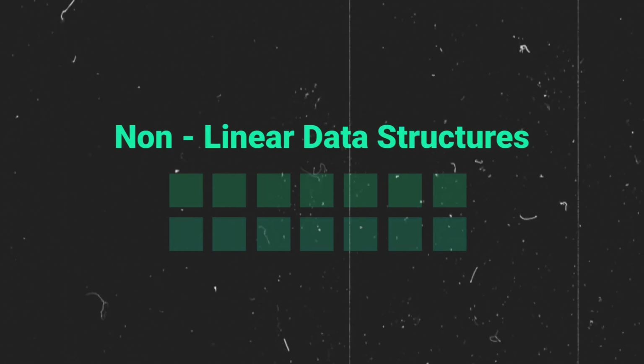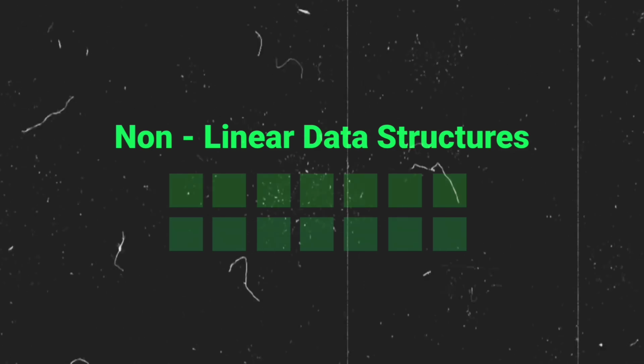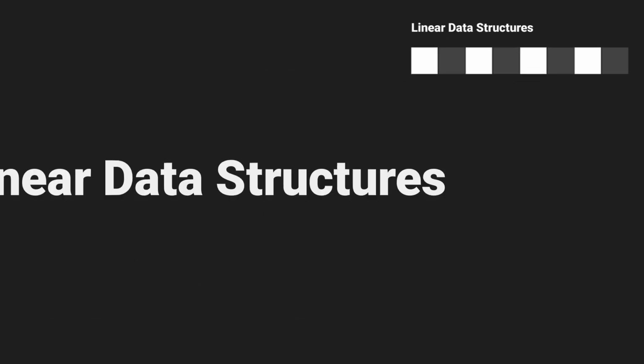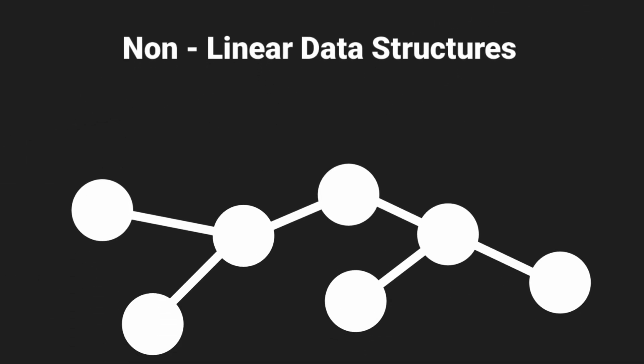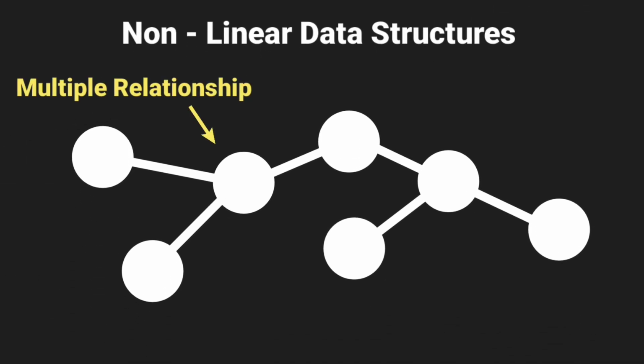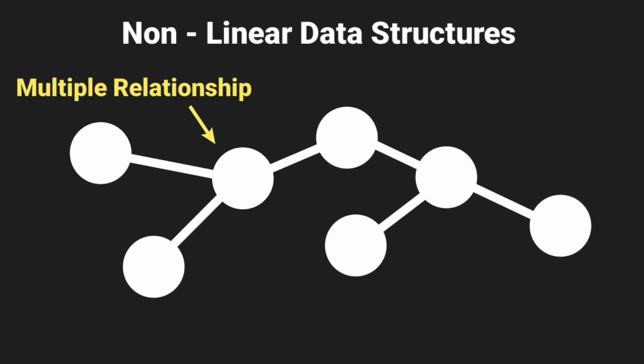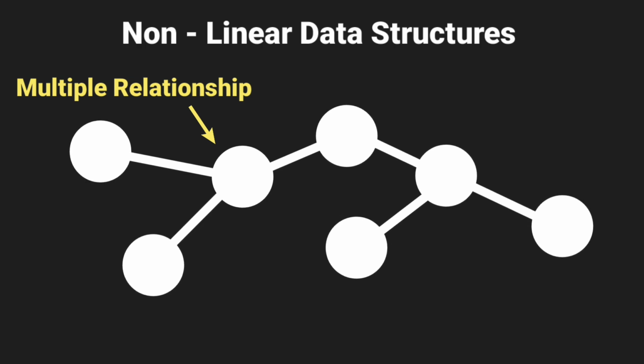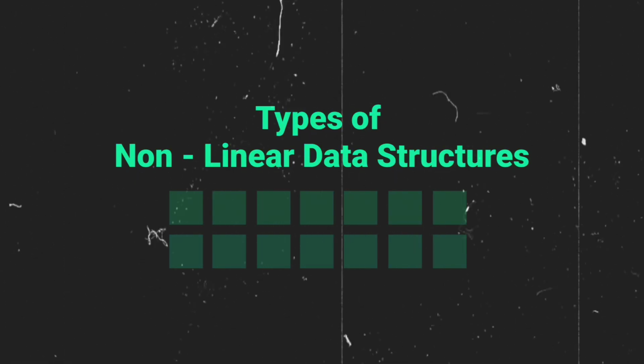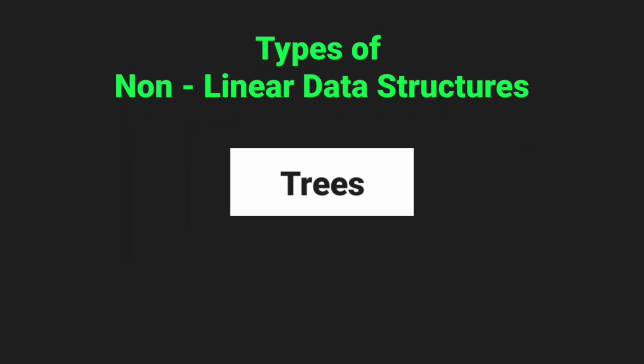Nonlinear data structures. Now that we have covered linear data structures, let's move on to the nonlinear data structures. Unlike linear data structures, nonlinear structures organize data in a hierarchical or interconnected manner, allowing multiple relationships between elements. This makes them ideal for representing complex relationships and solving advanced problems. There are 2 primary types of nonlinear data structures, trees and graphs.